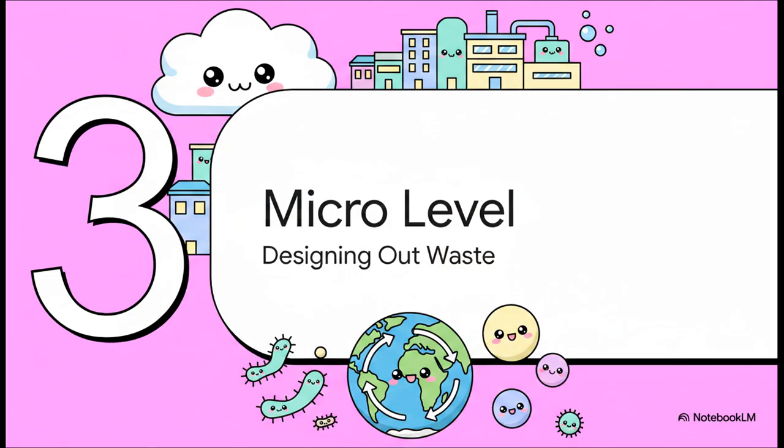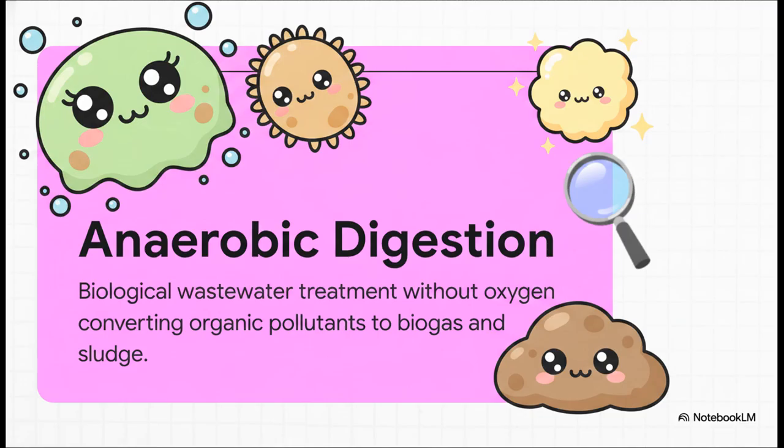Section 3, micro, designing out waste, zooming in on the treatment plant. At this micro level, the big goal is to transform water utilities from just waste disposers into cutting-edge resource factories. And to pull this off, utilities are leaning on processes like anaerobic digestion. So what is that? Basically, by treating wastewater in an environment completely without oxygen, these very specific microorganisms get to work. They convert organic pollutants into biogas and sludge. That means they're literally turning human waste into a totally viable power source.